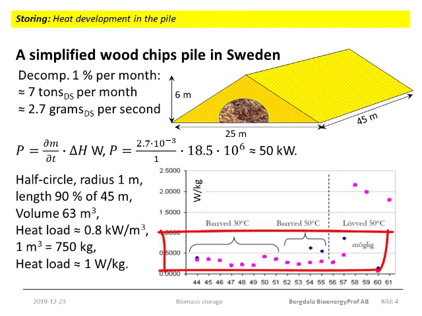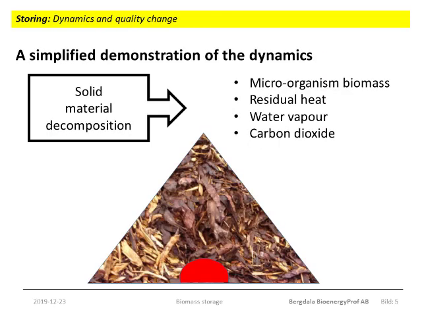The only thing I want to show with this is that heat loads about 1 to 2 watts per kilo is what you would expect, and that for a pile this size, this will correspond to a mass loss about 7 tons per month. Let's now have a look at the dynamics in the most simplified way.